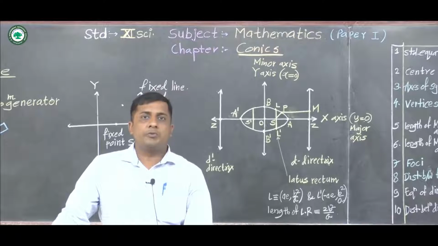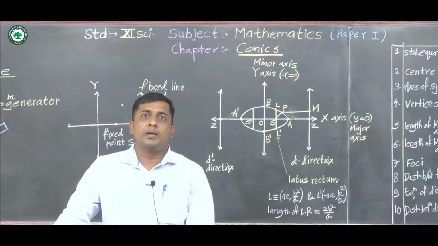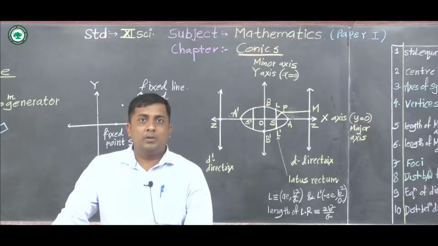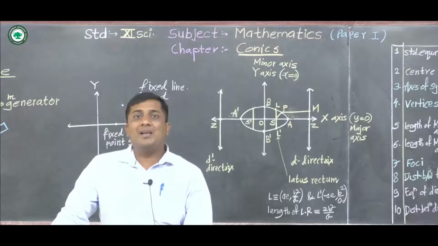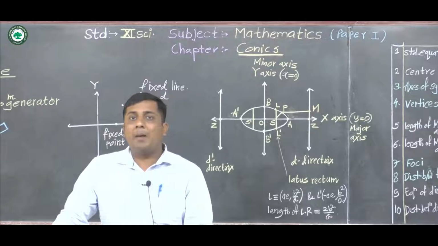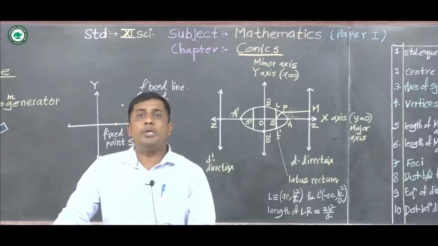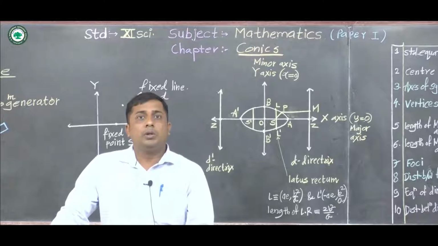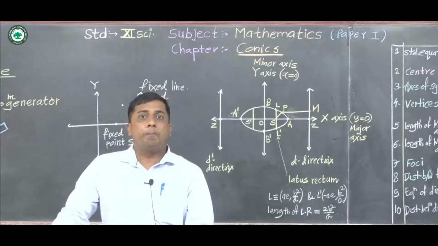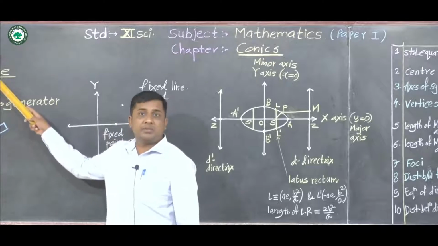In the previous lecture we studied the concepts related to the chapter conics, and in that we defined the parabola. We considered the standard equation of the parabola, that is, the standard forms of the parabola, and we saw some important examples related to the parabola. Now in today's lecture we go to our next part, and in that we define the ellipse.